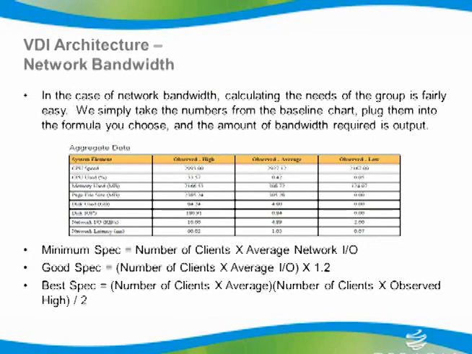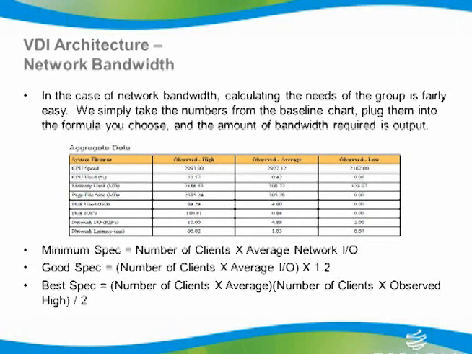And this is where we're going to actually take all these formulas and put them back into practice. Now, in the case of network bandwidth, calculating the needs of the group is fairly easy. And this is the reason I chose this one first, because network is actually one of the simpler calculations that we can make. We will simply take the numbers from the baseline chart, plug them into the formula you choose, and the amount of bandwidth required is output. That's it. So we have some aggregate data here, and this is actually from a previous assessment that I did with a fictional client. We have all kinds of elements here, and what we really care about is the network I/O in terms of kilobytes per second.